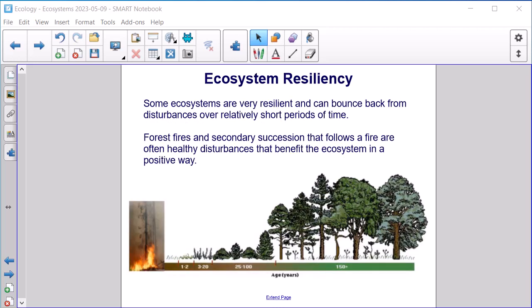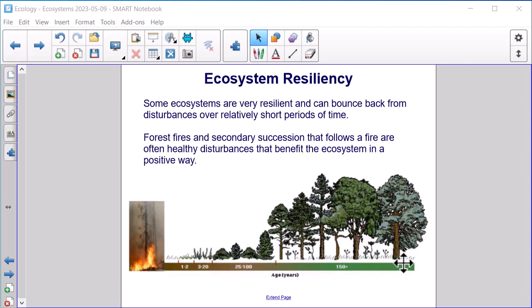Ecosystem resiliency. Some ecosystems are very resilient and can bounce back from disturbances over relatively short periods of time. Forest fires and secondary succession that follows a fire are often healthy disturbances that benefit the ecosystem in a positive way. So you can see the destruction via the forest fire, and then over a number of years, the repopulation of that ecosystem.